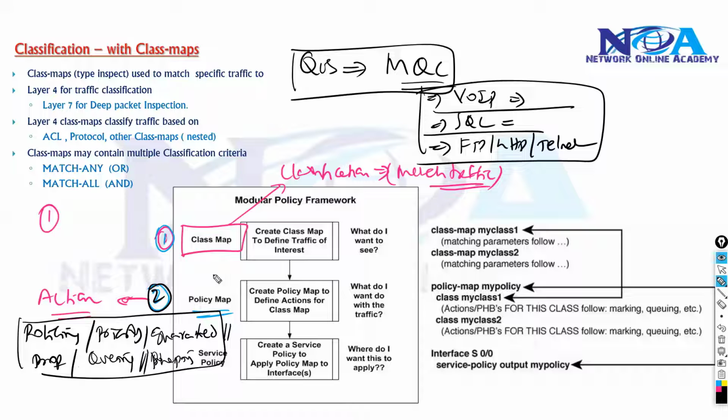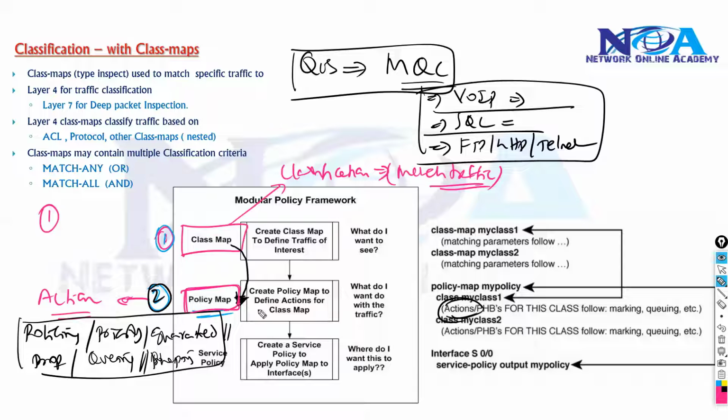So with the help of policy maps, we are going to refer to these class maps inside the policy map, and then we are going to tell what action it has to take. What will be the behavior of that particular traffic? What should I do with the traffic? Whether you want to do marking, or what exactly you want to do. And in the policy map, we are going to define the action.